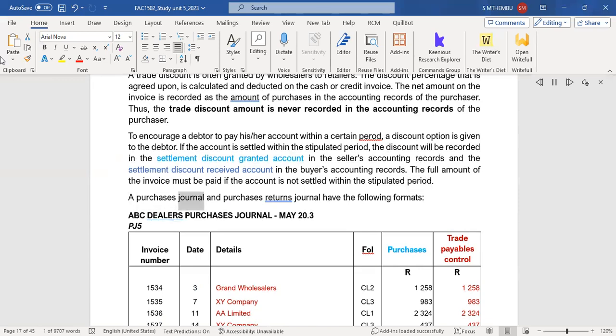A purchases journal and purchases returns journal have the following formats. ABC Dealers Purchases Journal, May 20.3 PJ5. Invoice number. Date. Details. Folio. Purchases. Trade payables control.